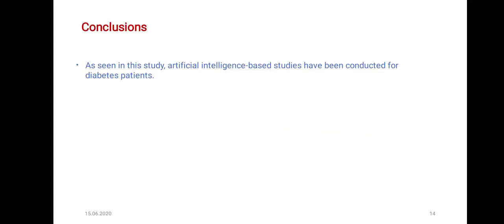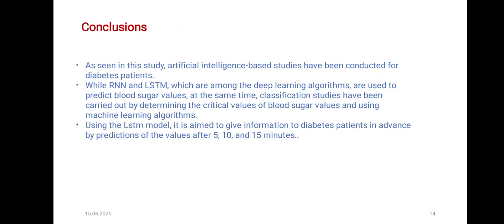As a result of the studies, the following results were obtained. As seen in this study, artificial intelligence-based studies have been conducted for diabetes patients, while RNN and LSTM, which are among the deep learning algorithms, are used to predict blood sugar values. At the same time, classification studies have been carried out by determining the critical blood sugar values and using machine learning algorithms. Using the LSTM model, we aimed to give information to diabetes patients in advance by predicting the values after 5, 10, and 15 minutes. Thank you for listening.